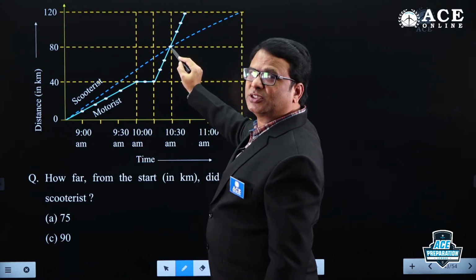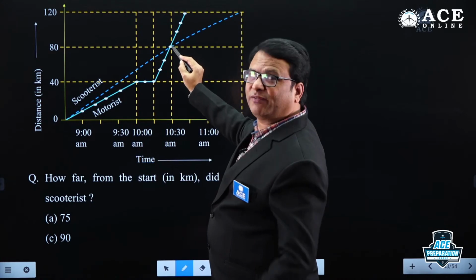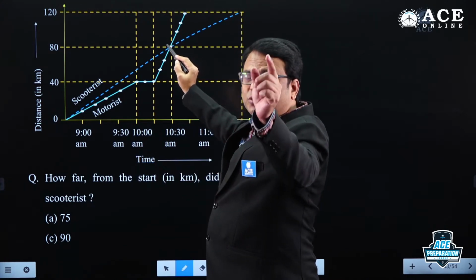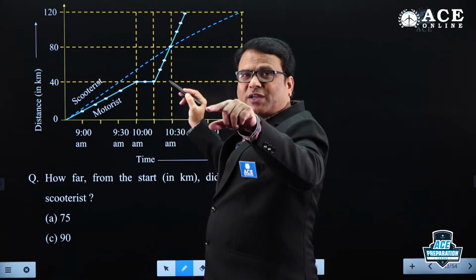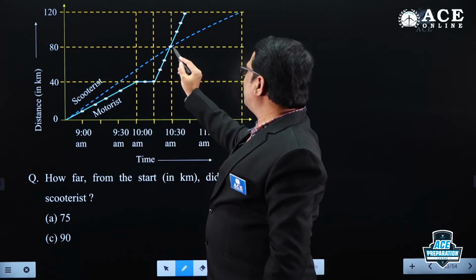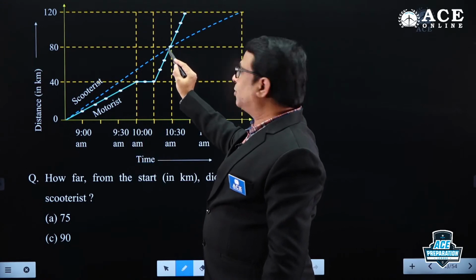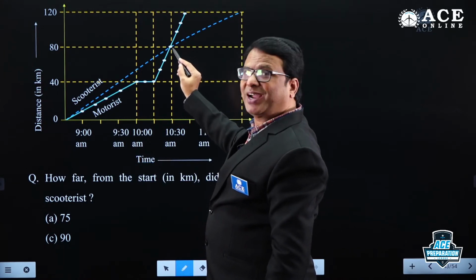If you want to know the distance, you should check this point with the y-axis. If you want to check time, then you have to check with the x-axis. So both of them are meeting at this point, and this point should be checked with the y-axis.